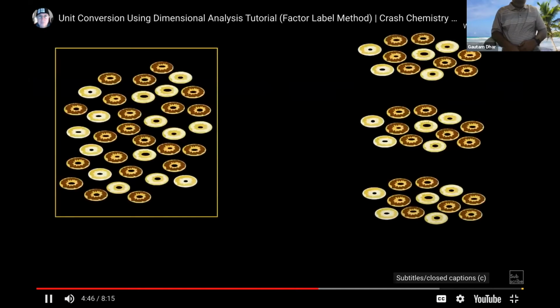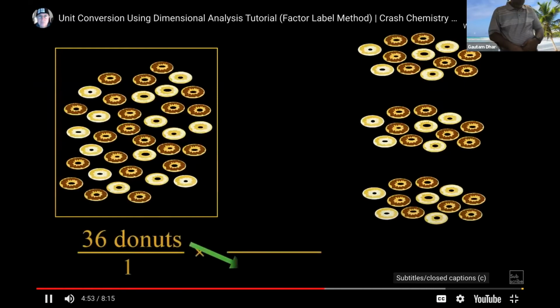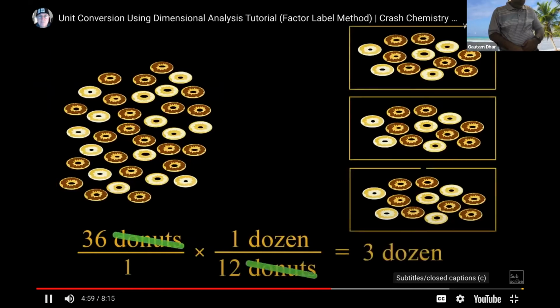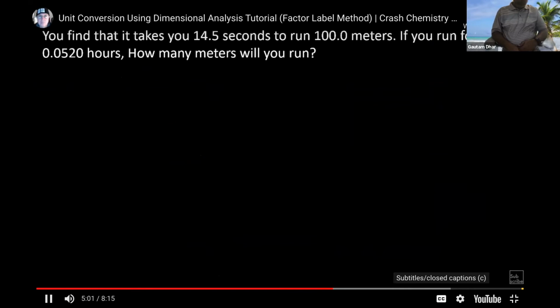The donuts provide another simple example, converting donuts to dozen. Starting with 36, we convert with donuts on the bottom and dozen on top. The relationship is 12:1. Donuts cancel, we are left with 3 dozen. Let's apply dimensional analysis to something with several unit conversions in a single problem. It takes 14.5 seconds for you to run 100 meters. How many meters will you run in 0.0520 hours? Let's look at the conversion that will be needed.